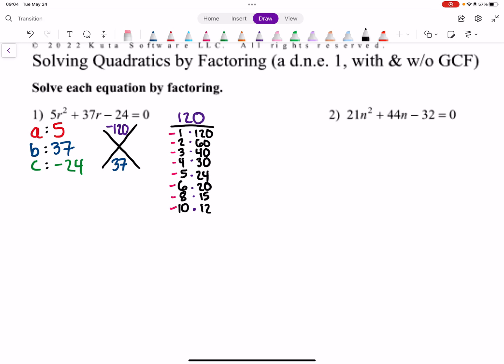Just scanning through, if you need to add them all together, that's totally fine. But just scanning through, I notice that 40 and 3 are 37 apart. And 40 minus 3 is 37. And 40 times negative 3 is negative 120. So my options here are negative 3 and 40. Again, you would check just to make sure, is it true that those two numbers multiply to get the top and add to get the bottom?